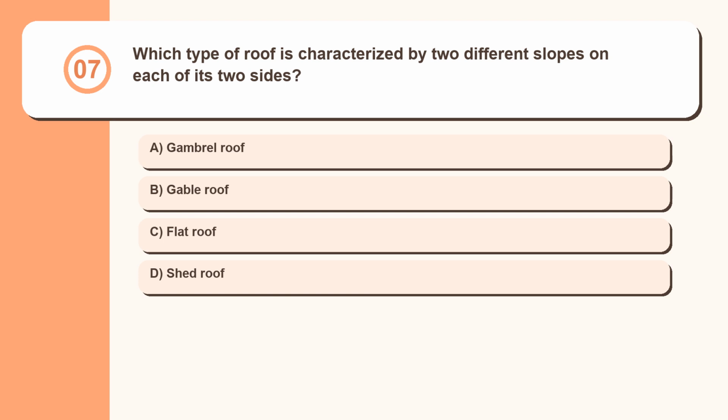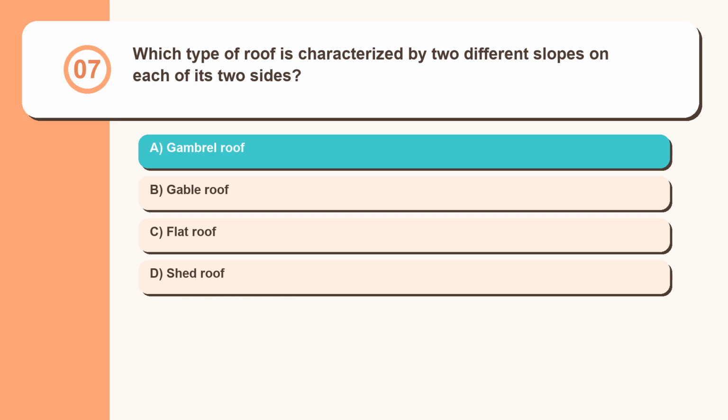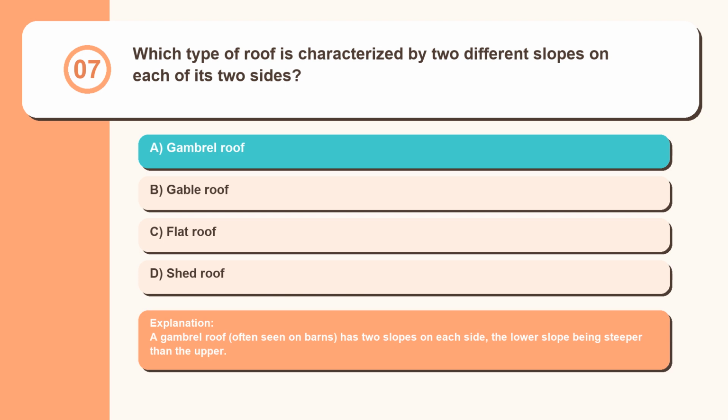Question 7. Which type of roof is characterized by two different slopes on each of its two sides? Gambrel roof, gable roof, flat roof, shed roof. A gambrel roof, often seen on barns, has two slopes on each side, the lower slope being steeper than the upper.